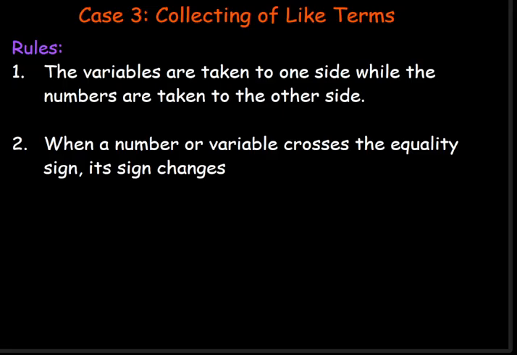Now we talked about collecting like terms when we were dealing with algebraic expression. In algebraic expression, we said just gather the like terms together. That was what we did when collecting like terms in algebraic expression. So we'll be doing that same thing, but there's a little change we are going to observe when collecting like terms in simple equation. So rule number one says the variables are taken to one side while the numbers are taken to the other side.